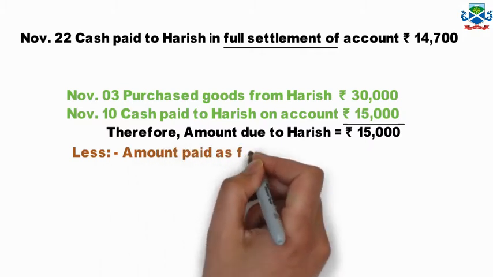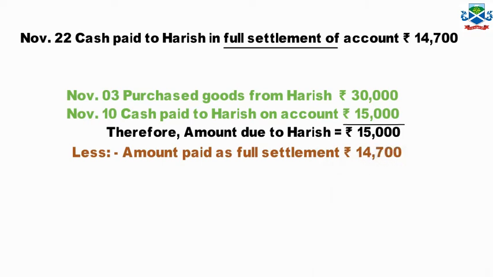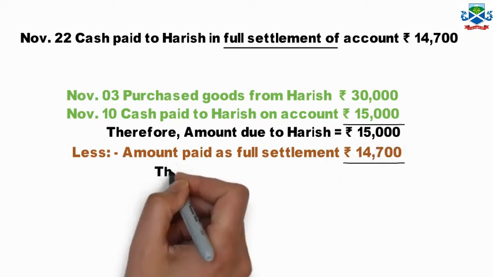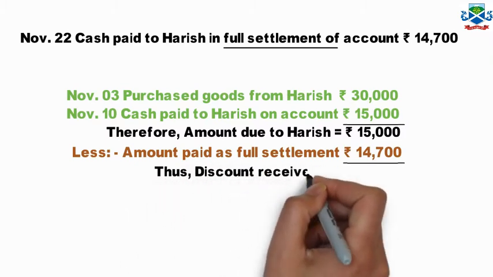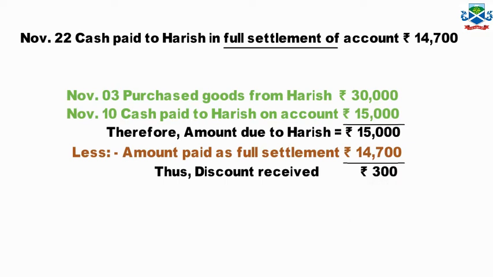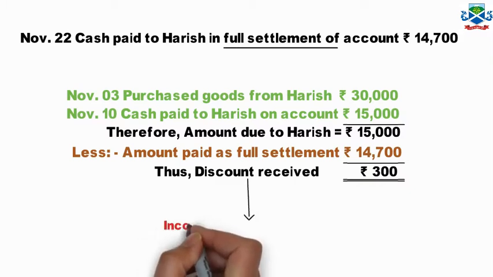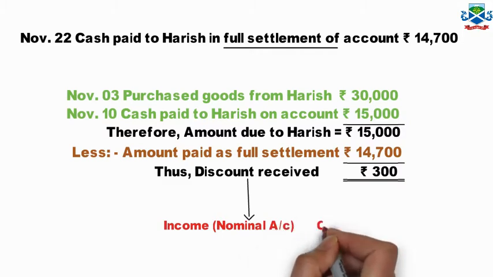Now the amount paid as full settlement as per the question is 14,700. So obviously 300 is left over, that is your discount received. This one is called discount received 300. So when full settlement is there, you have to work out how much money is discount received, and discount received is income, that's why it is credit, as per nominal account.